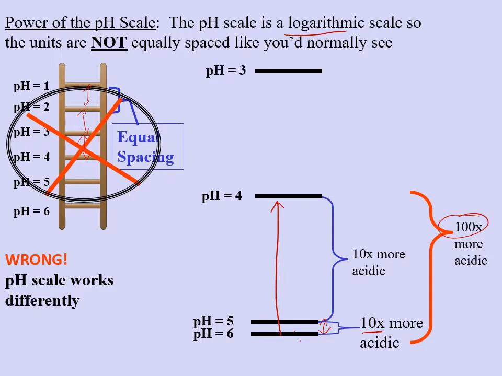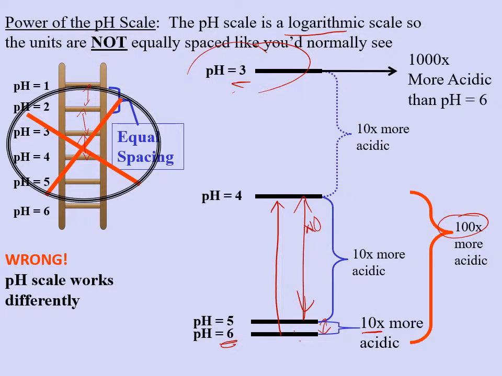Sorry about that. If you go from a pH of 4 now to 3, this is not realistic. In reality, it should be this space, again, times 10. There we go. So, again, another 10 times more acidic, meaning to go from a pH of 6 to just a pH of 3, you are increasing by a factor of 1,000 in terms of how strong your acid is. Again, this whole equal spacing idea doesn't work.